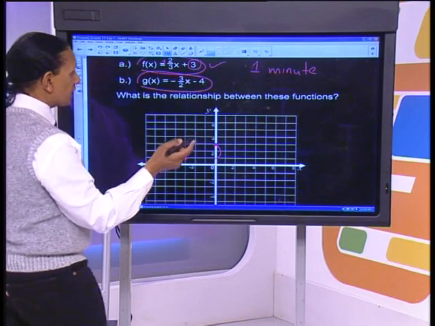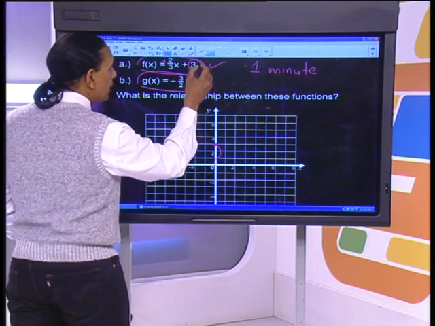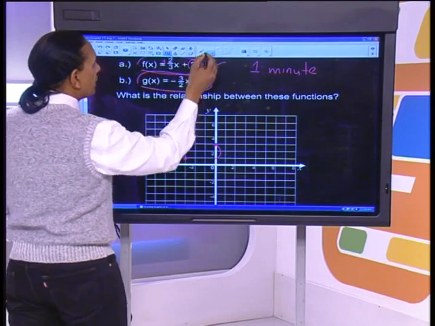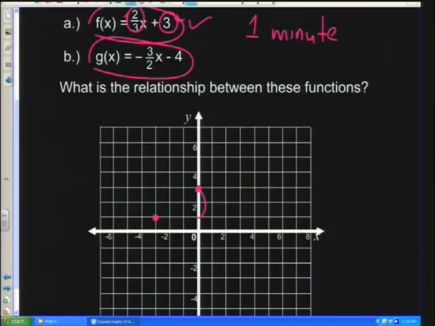Shall I do it once more? Y-intercept is 3, gradient is 2 over 3, right? So from the 3, I move 2 down and 3 to the left. And now I can plot my graph.